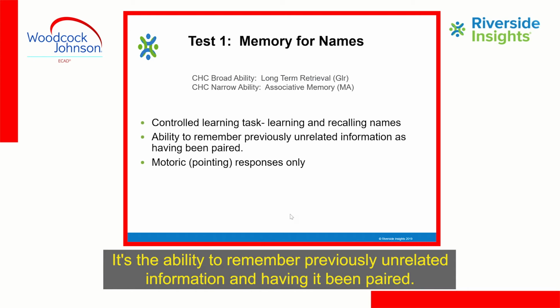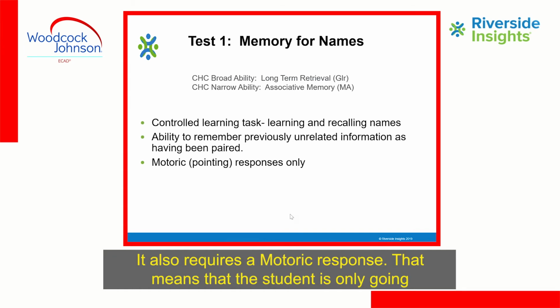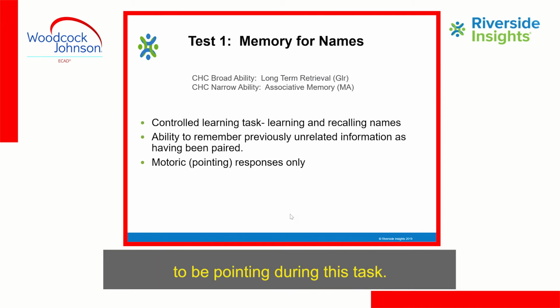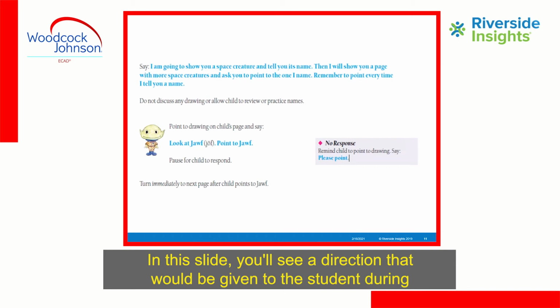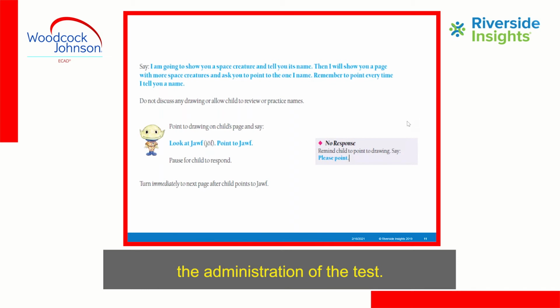It's the ability to remember previously unrelated information and having it been paired. It also only requires a motoric response. That means that the student is only going to be pointing during this task. In this slide, you'll see a direction that would be given to the student during the administration of this test.